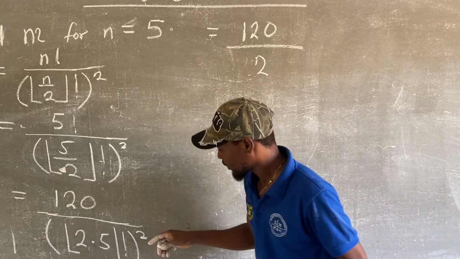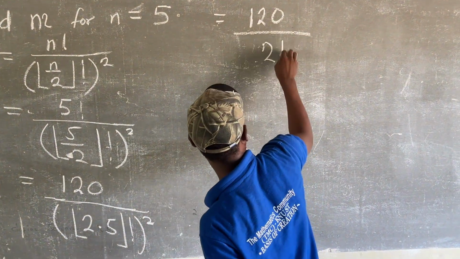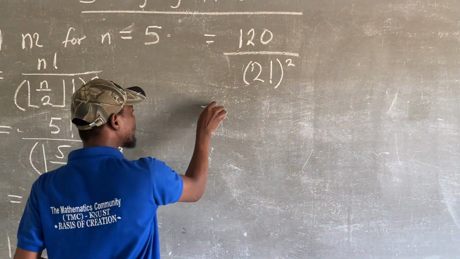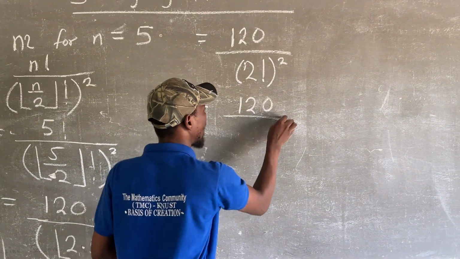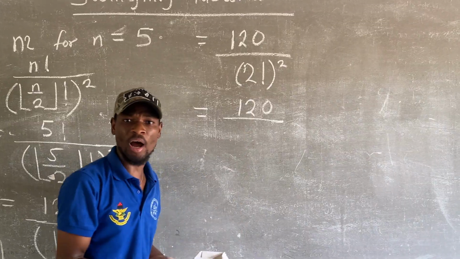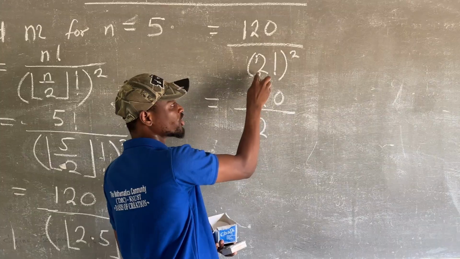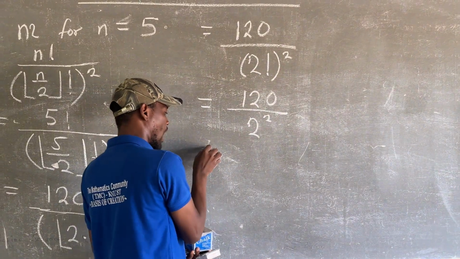And remember, attached to this is the factorial. So I have the factorial here, and remember, they are squaring. So I have 120 over 2 factorial, which is the same as 2. So this is 2 factorial giving me 2. Then square. So I have what?